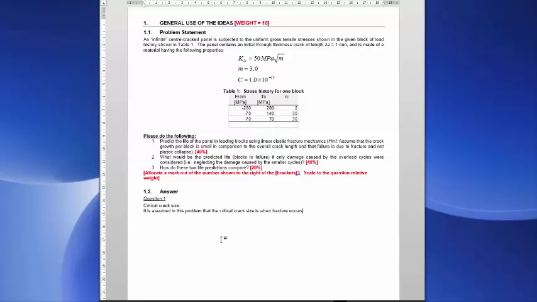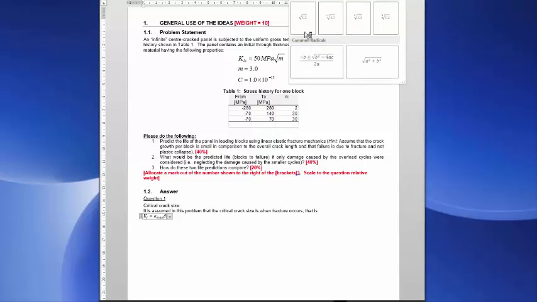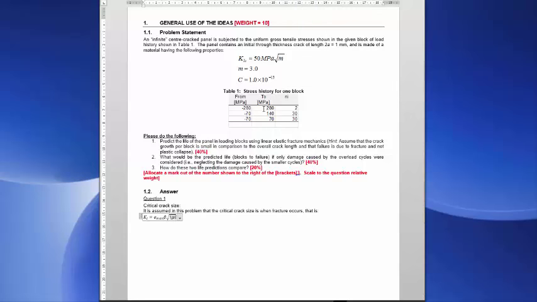fracture occurs, that is when the maximum mode 1 stress intensity, which is equal to the maximum stress, so let's say sigma max in this case, sigma max times beta times square root of pi A is equal to, in this case, 50 MPa square root meter. We know in this case K1C.